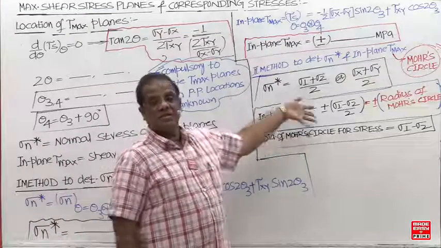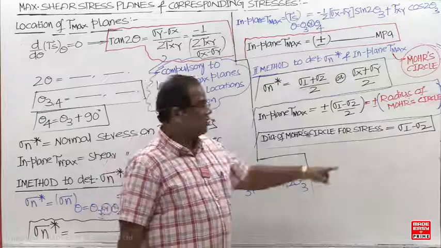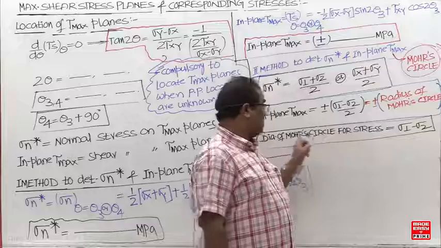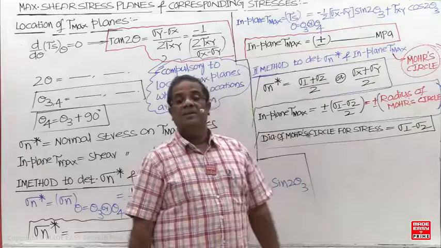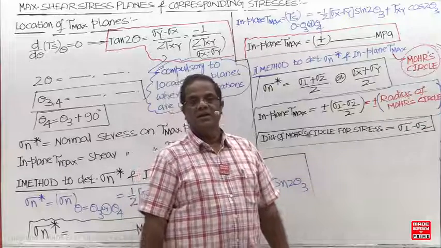This is for stress analysis. The same thing applies for strain analysis. Similarly, for strain, epsilon 1 minus epsilon 2 represents the diameter of the Mohr circle for strain. Yesterday we studied strain analysis, which is similar to stress analysis.